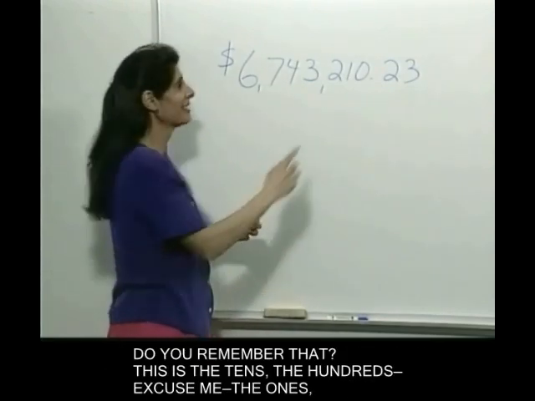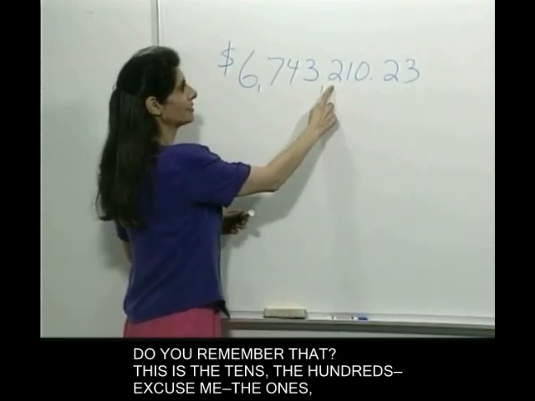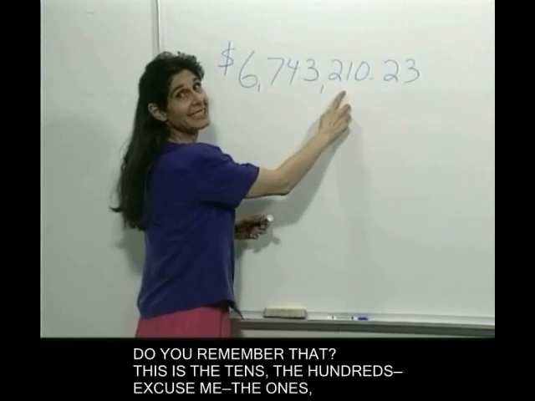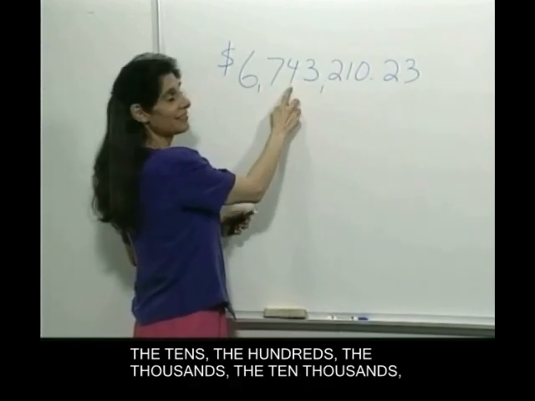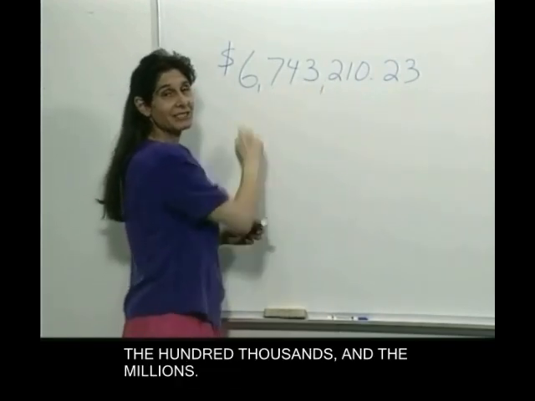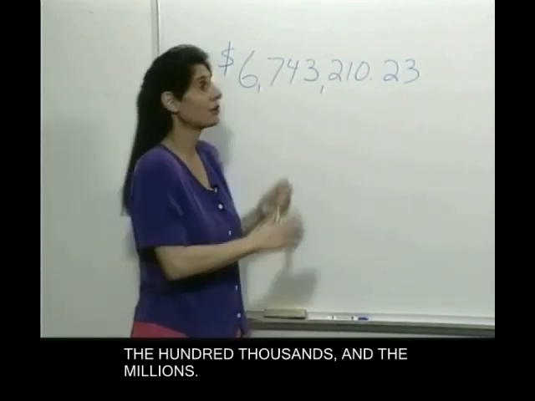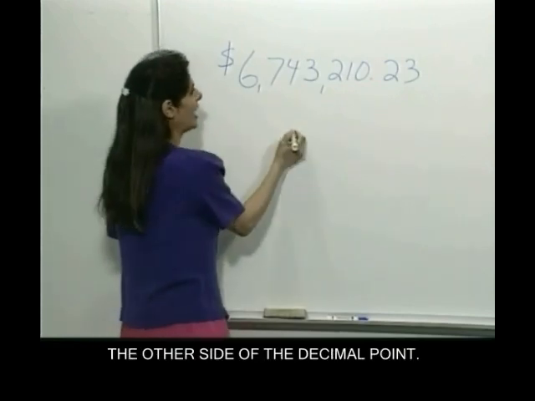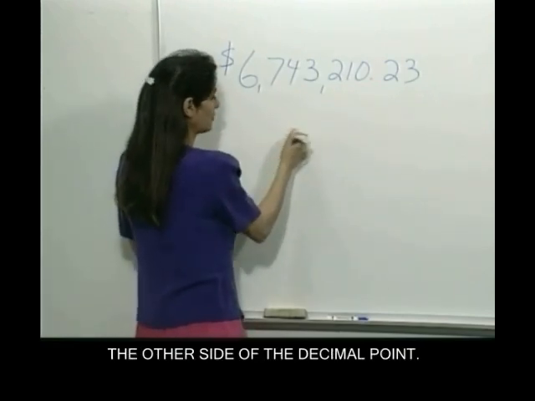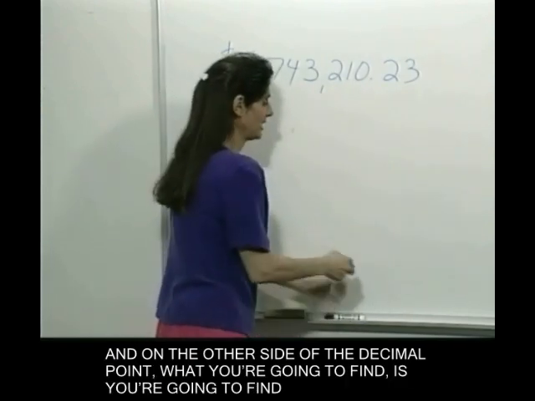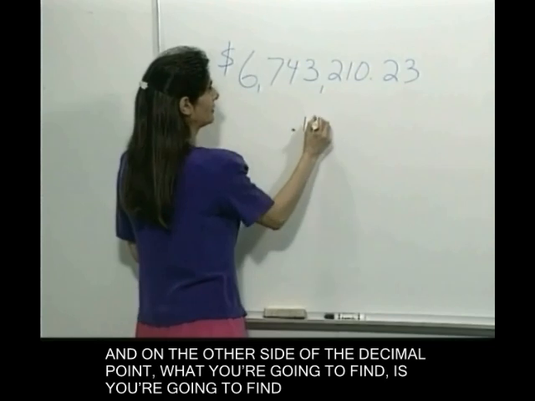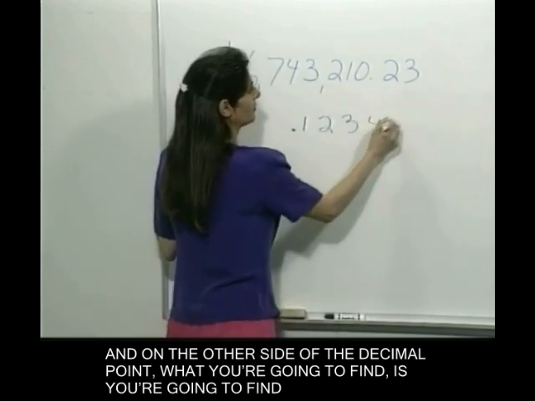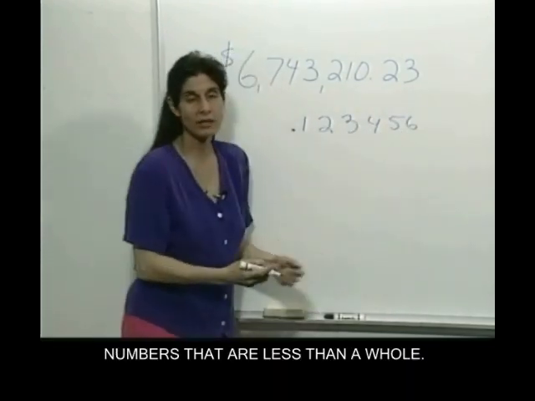Do you remember that? This is the tens, the hundreds, the ones, the tens, the hundreds, the thousands, the 10,000s, the 100,000s, and the millions. Now those are all whole numbers. I want you to take a look now at the other side of the decimal point. And on the other side, you're going to find numbers that are less than a whole.